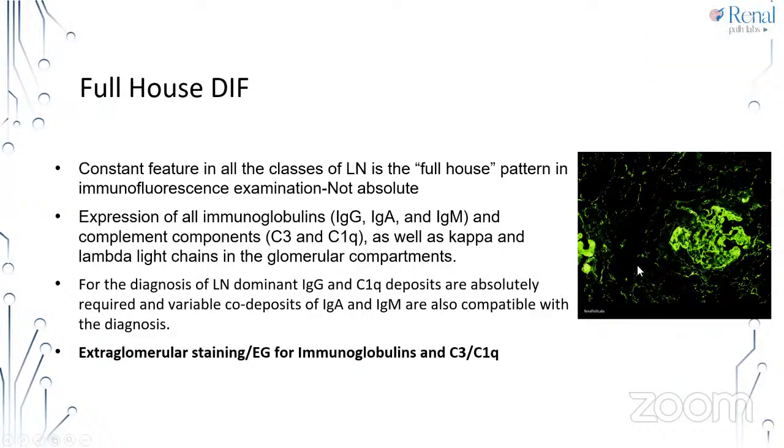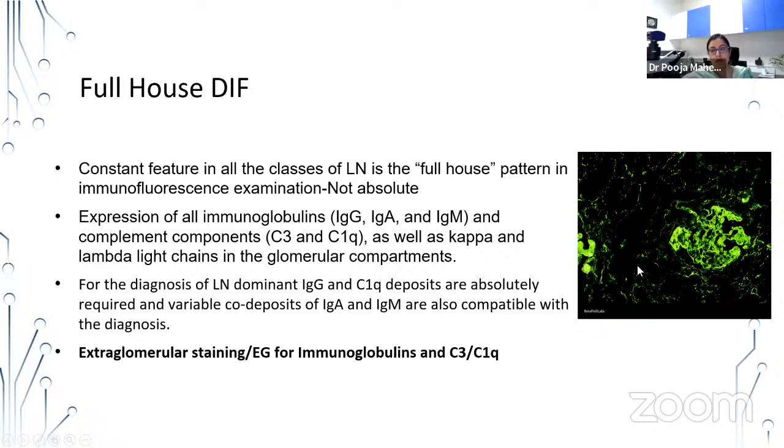So what happens if we have only medulla, but there is immunostaining for IgG or complement along the tubules or along the PTCs or along the vessels also.